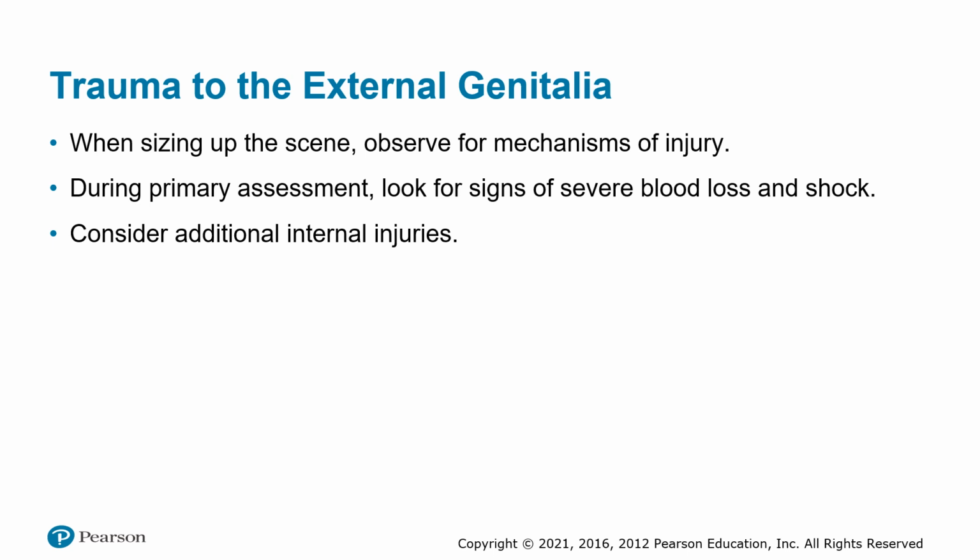Trauma to the external genitalia. When sizing up the scene, observe for any mechanisms of injury. During your primary assessment, look for signs of severe blood loss and shock, and consider internal injuries as well. If there is some type of sexual abuse, we're not going to check the vagina unless we have to control some type of vaginal bleeding.